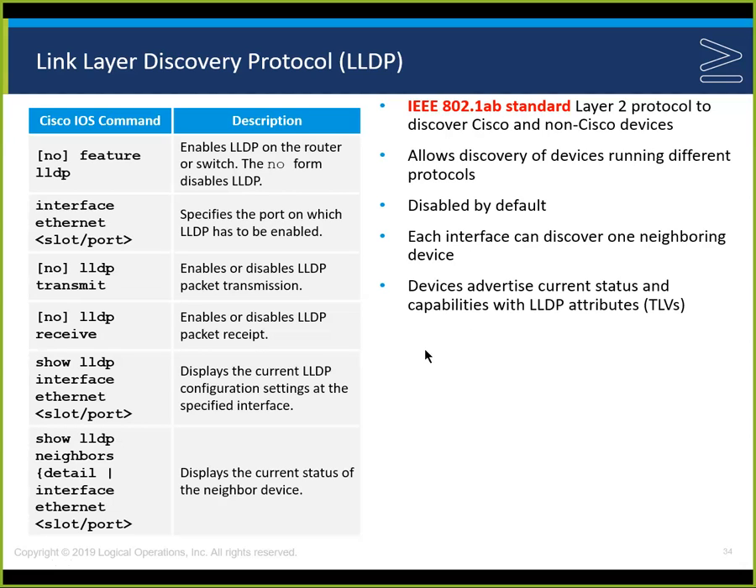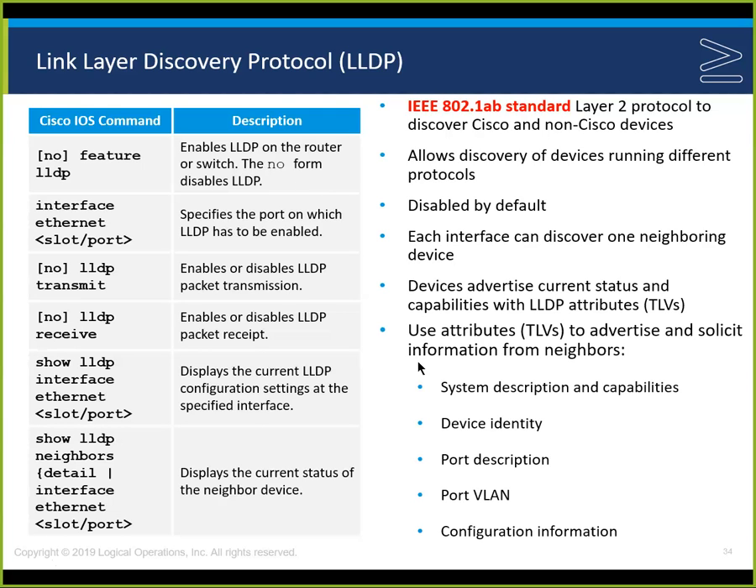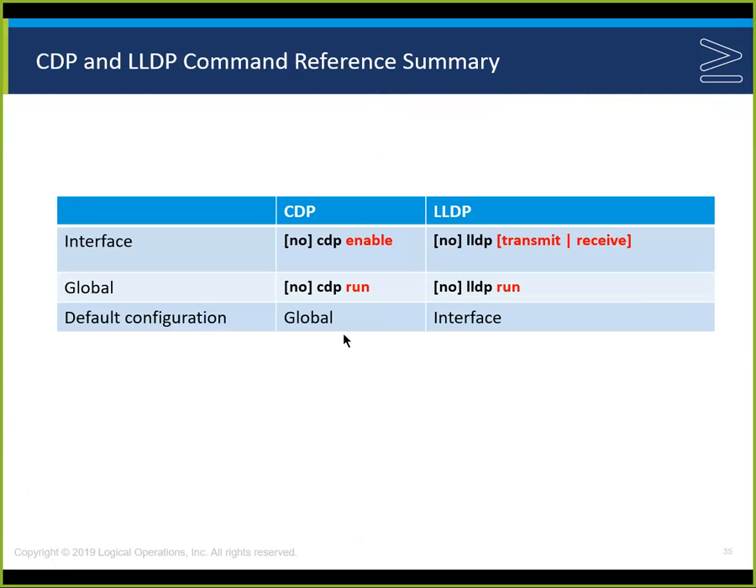It advertises the status and the capabilities with the LLDP attributes, TLVs: the system description and capabilities, the IOS that it's running, the device identity, port description, port VLAN, and configuration information. These are all similar to the same basic information that we found in the CDP neighbors.